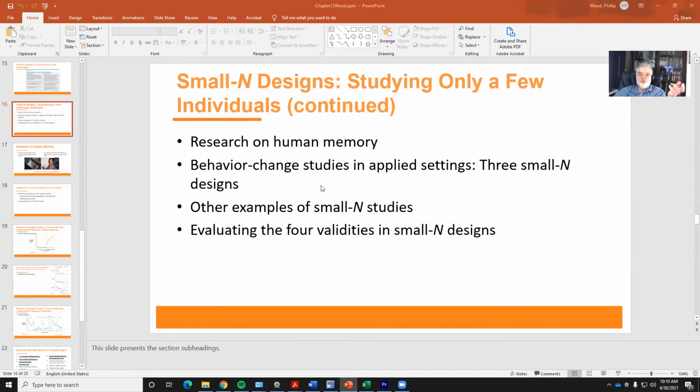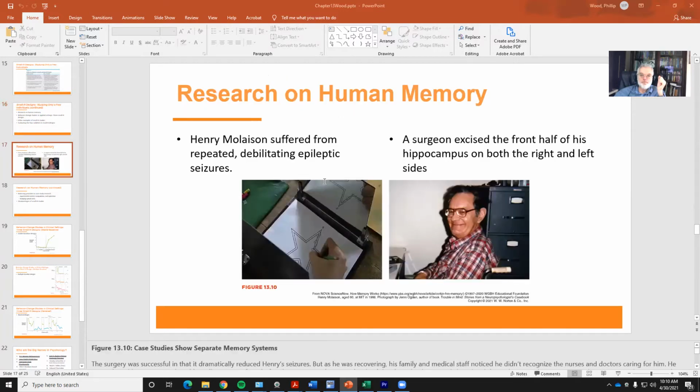So the book talks about a few things that are examples of small n designs, and I can also think of other ones that I've done over the course of time. Some of the small subject research is based on an extraordinary situation that has happened that constitutes a natural effect. So in this case, Henry suffered from epileptic seizures, and the surgeon proposed a radical surgery that took out a lot of the hippocampus on both the right and the left side of the brain.